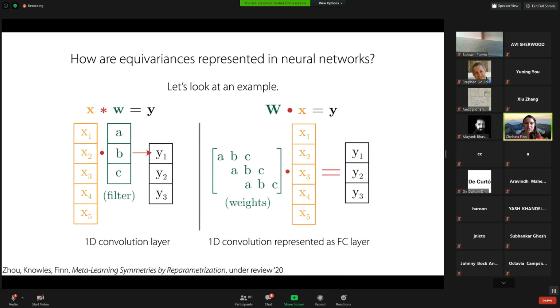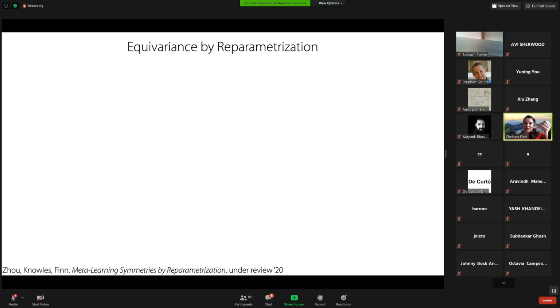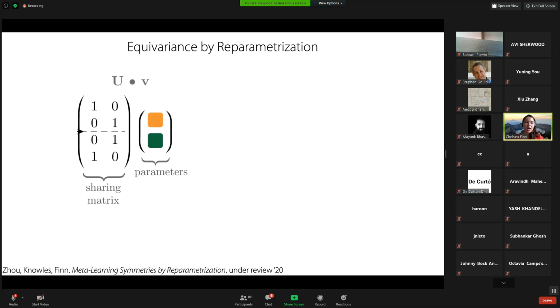And so what we're going to try to do is reparameterize this fully connected matrix such that part of it is representing the weight sharing pattern and another part of it is representing those parameters, the ABC parameters. In particular, the way that we can do this is we'll have our parameters shown in yellow and green, and this is just a really simple example with 2 parameters. And then we're going to represent this sharing matrix as U. And this sharing matrix is basically saying, for each weight in our fully connected network, which parameter is it going to use?